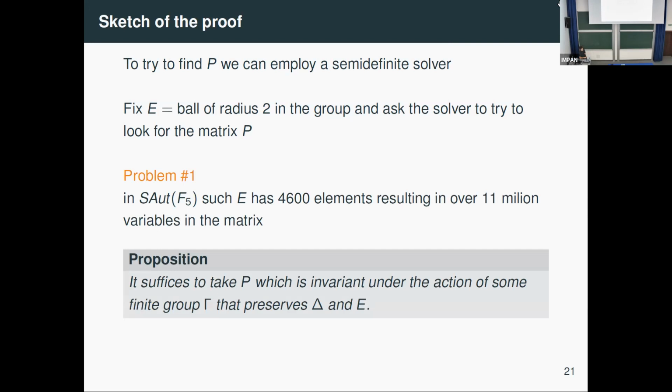So what are the issues that one runs into here? The first issue in this particular group is that the ball of radius 2 in SOF5 has 4,600 elements, actually a little bit more. However, this means that the matrix has over 11 million variables, which is far too large for any of these solvers to work with. Okay, so there's a way around it, and I think Marek in his talk later today will describe this in greater detail.